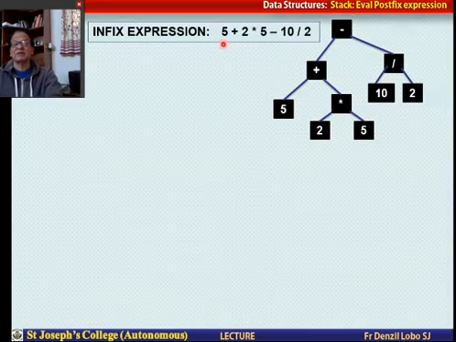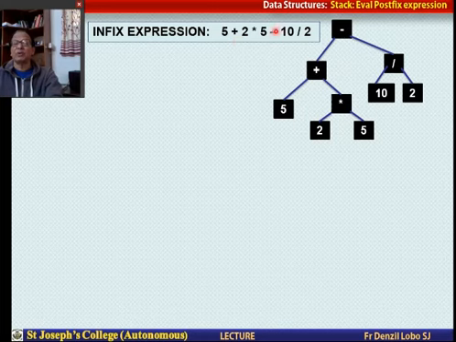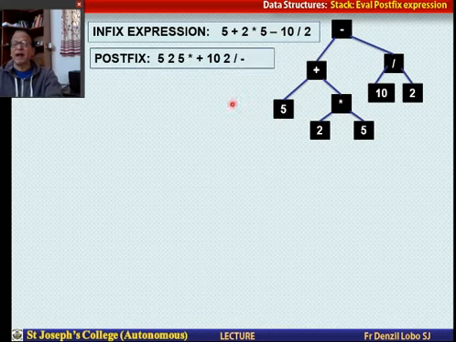So next infix expression is here. 5 plus 2 into 5 minus 10 by 2. So 5 plus 2 into 5 minus 10 divided by 2. So this is the binary tree. We need to do the post order traversal, that is 5, then the right tree, 2 into 5 plus 10 divided by 2 minus. So as you see, this is the postfix expression of this infix mathematical notation.